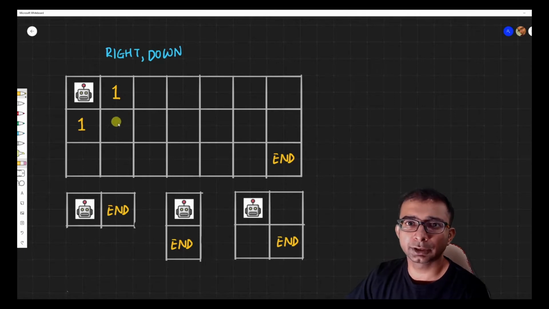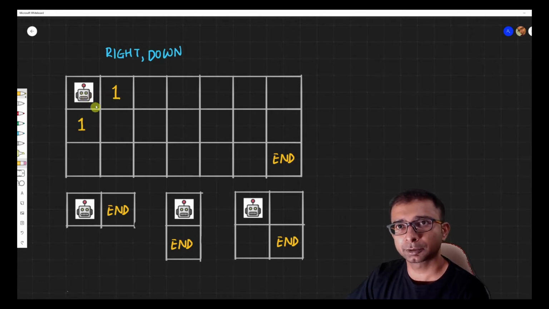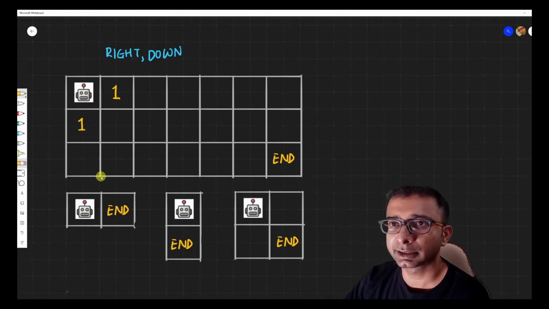So what I know for this cell is the robot can either come from the top or from the left, right? Because he's only allowed two movements, right and down. So there are two paths coming to him. Either he can come like this or he can come like this. So what if we sum these two? We will get our answer over here, right? So this will be nothing but 2.